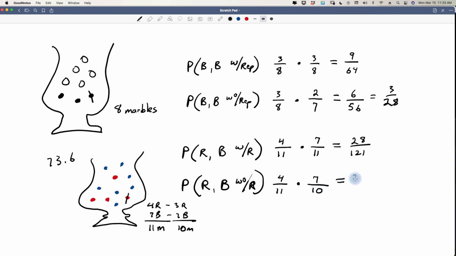So now we do that same multiplication. 4 times 7 is 28, but now we have 110 as our denominator. And that could be reduced to 14 over 55. So 14 over 55 is the probability of drawing a red marble and then a blue marble after keeping the red marble out the first time. Okay?